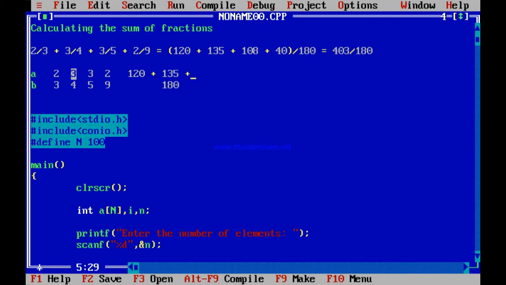Similarly, I will continue like this. So every time, for all i, I will divide the LCM by Bi, multiply it by Ai, and add to get the sum of the numerators. This is how the program is done.